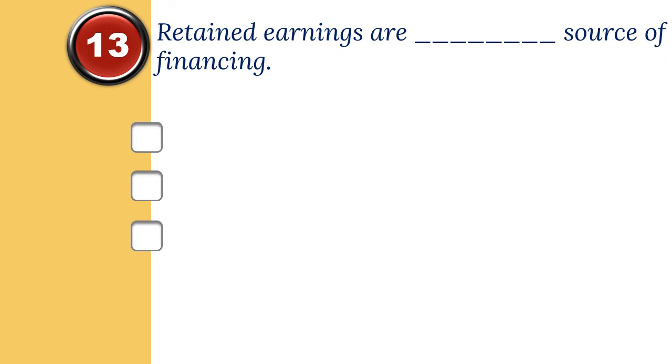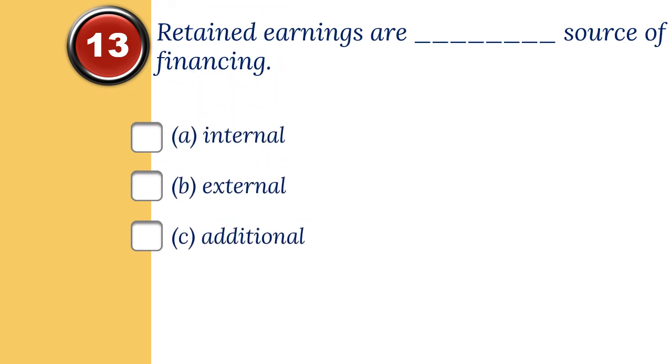13. Retained earnings are dash source of financing. The options are A. Internal, B. External, C. Additional. And the correct option is A. Internal.